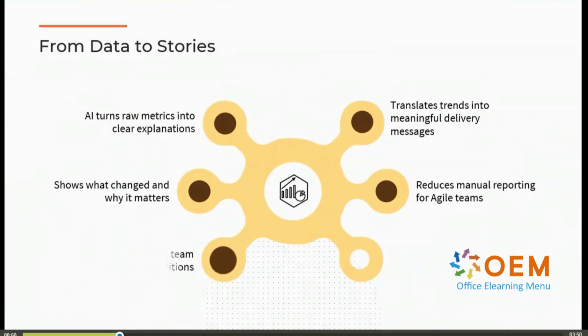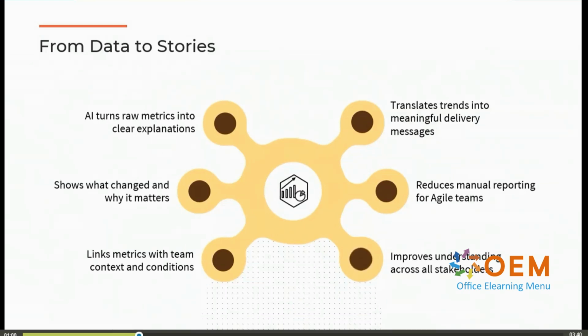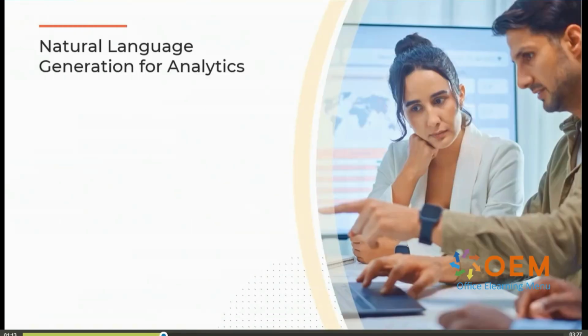Natural language generation links metrics with context, such as technical debt work, team availability, or dependency delays. It presents these insights in a straightforward way that different audiences can understand. When used well, narrative analytics help Agile teams communicate transparently, reduce misinterpretation, and ensure that decisions are based on both data and context. Natural language generation, NLG, produces written explanations directly from Agile data.